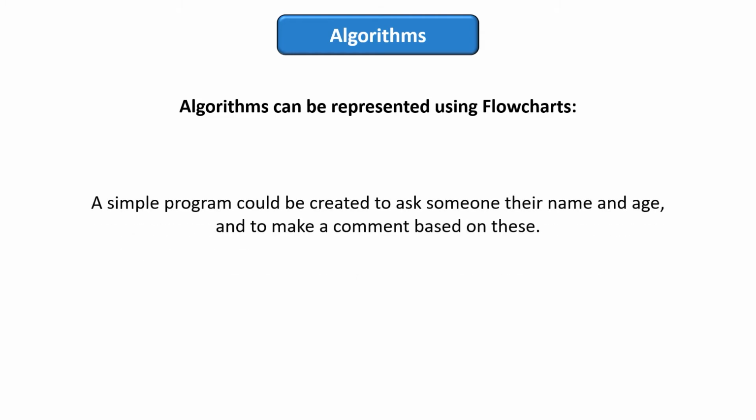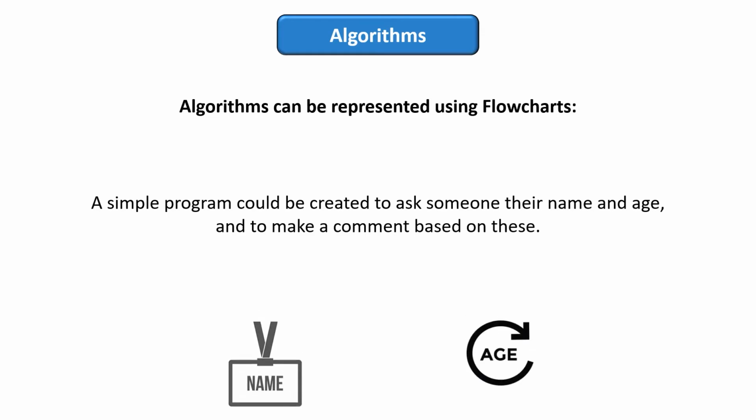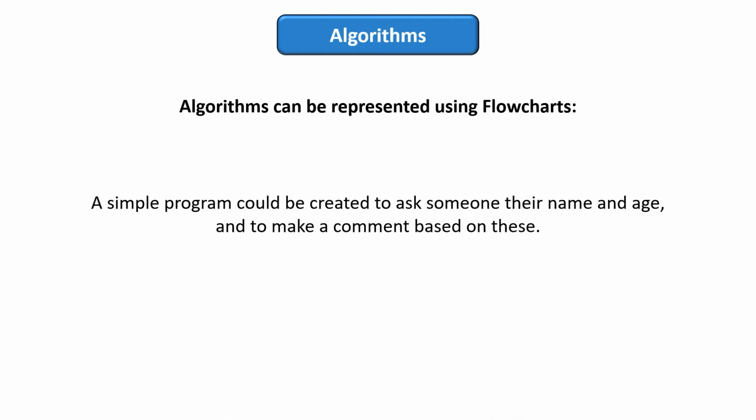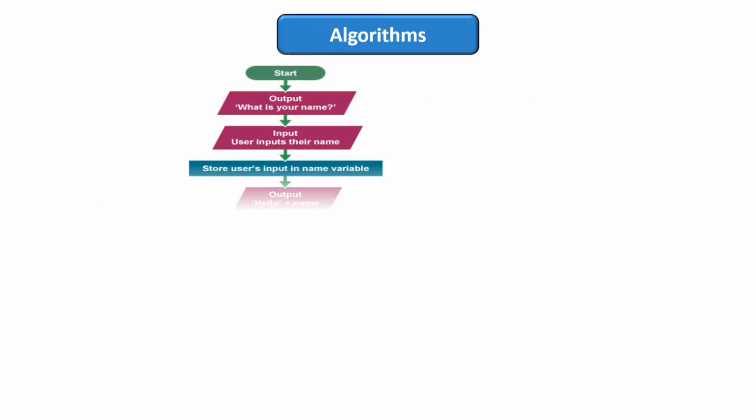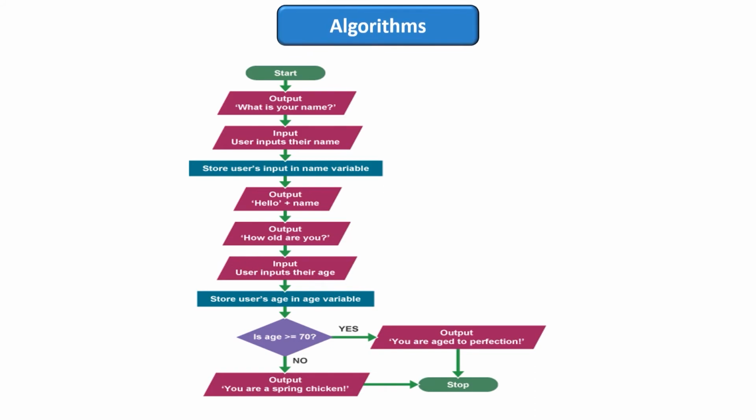A simple program could be created to ask someone their name and age and to make a comment based on these. This program, represented as a flowchart, would look like: Start. Output: what is your name? The input will be the user inputs their name. Store user's input in the name variable. Output: hello with the name. Output: how old are you?